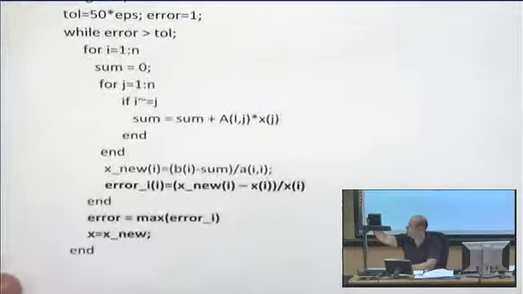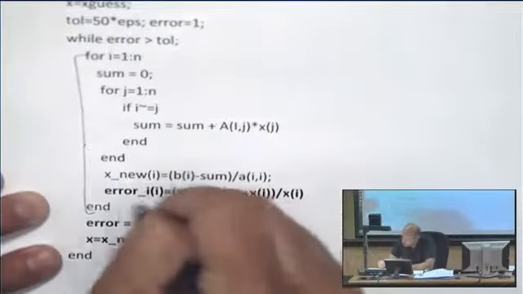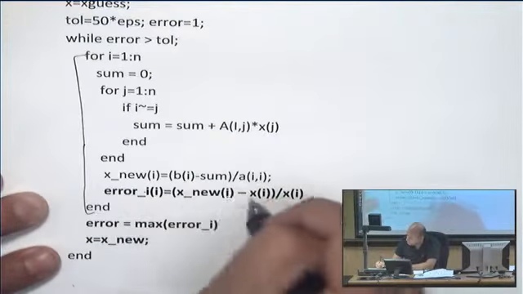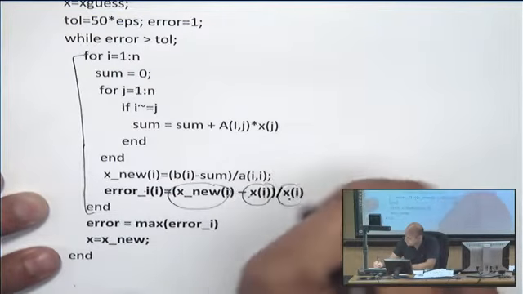So this is what's new in bold down here. I define error of i. Notice where I put it. I put it inside this for loop. Error of i is x new of i minus x of i, divided by x of i. So this is my new value, this is my old value, divided by the old value.